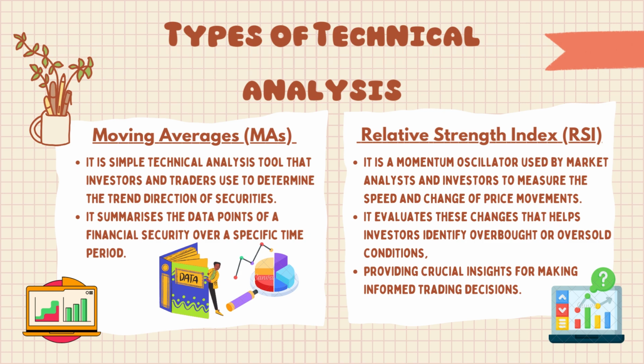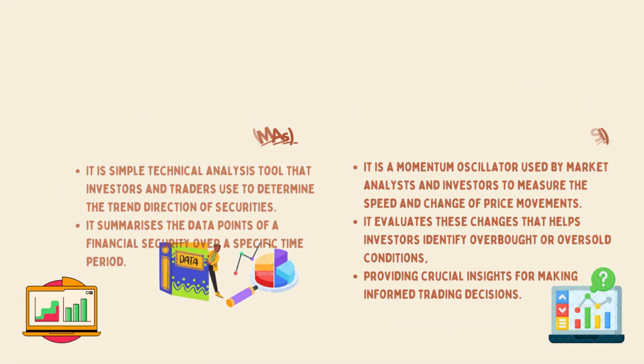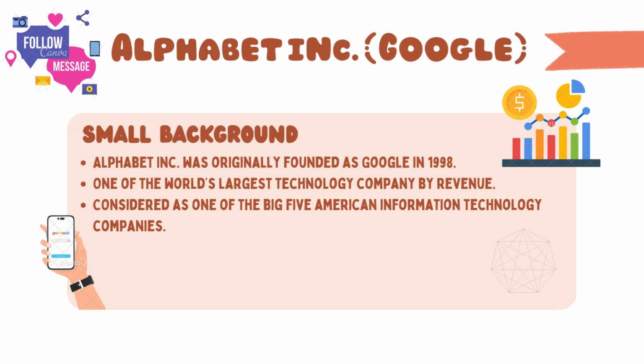But first, I'm going to be talking about the company that I'm going to use as an example, as it is going to be very important. So, this is going to be a short background. Alphabet Incorporated was originally founded as Google in 1998. It is known to be one of the world's largest technology companies by revenue and is considered one of the big five American information technology companies. It is one of the famous companies in the world and is even ranked as one of the top 10 best stock companies to invest in.